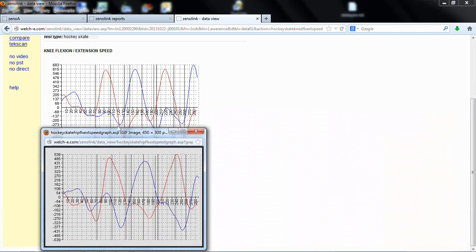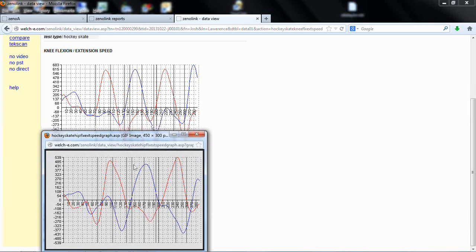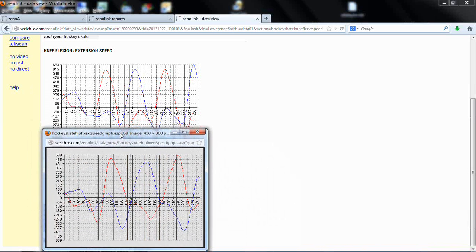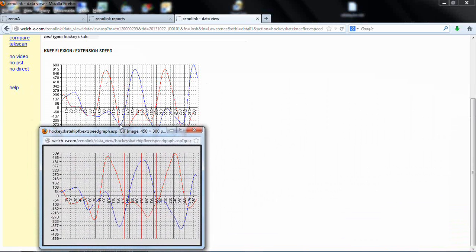extension speeds, knee and hip, and then how we go into flexion. So what we see is the first leg, which is the left leg, blue being left, reaching its peak propulsion at about frame 120, just a little after 120, and we get the hip at the same time, which is good.